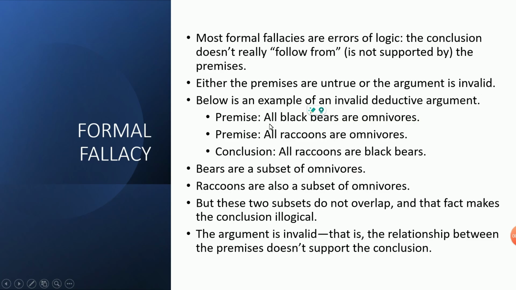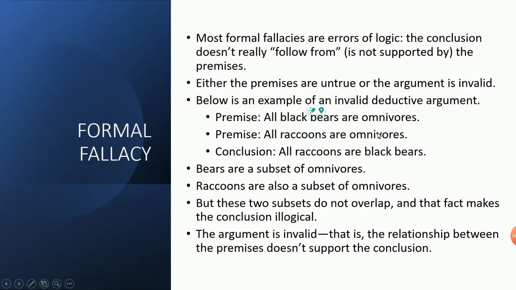So here they have given an example. All black bears are omnivorous. All raccoons are omnivorous. So all raccoons are black bears. See, this is one statement which might be true, and this is another statement which might also be true. But see the conclusion. These two statements do not necessarily lead to the conclusion. So since they both are omnivorous, we cannot say all raccoons are black bears.